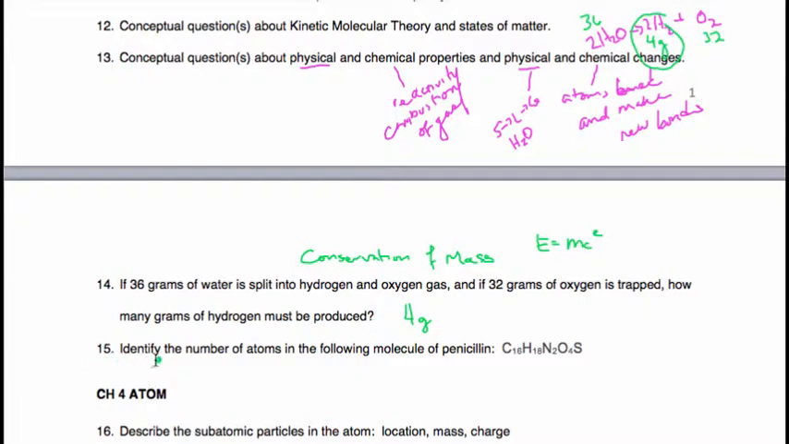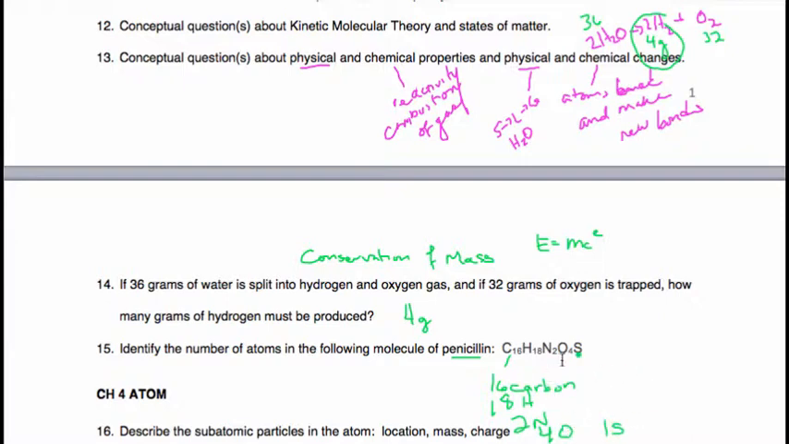Finally, to wrap up Chapter 3 and this video, identify the number of atoms in the following molecule of penicillin. Okay, so molecules can get quite big. Here we have 16 carbons. We have 18 hydrogens. We have 2 nitrogens. We have 4 oxygen. And we have 1 sulfur.